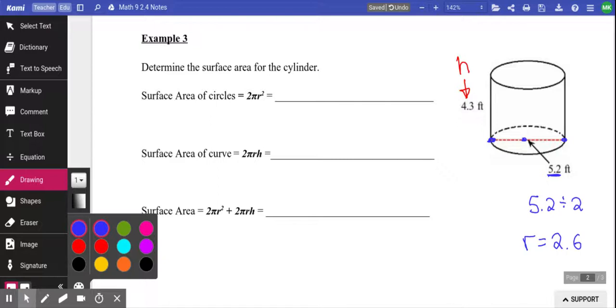You must always have your height and your radius to be able to do questions. Fantastic. I want you to try to fill out these 3 blanks. So do the circles, do the around the edge, the rectangle, and then do the total. I'll give you about 5 minutes.